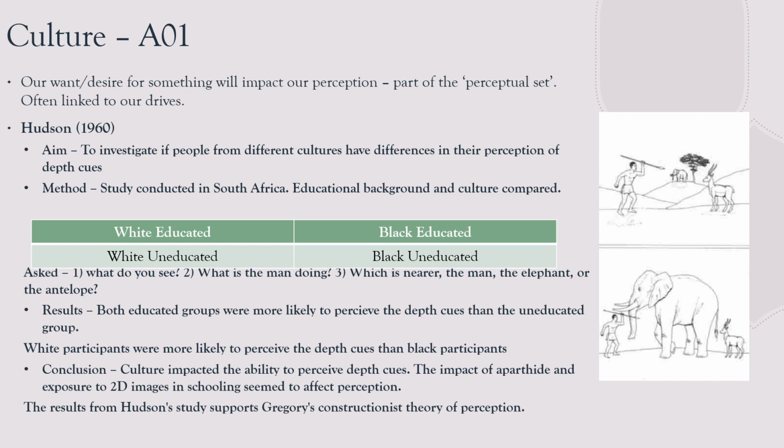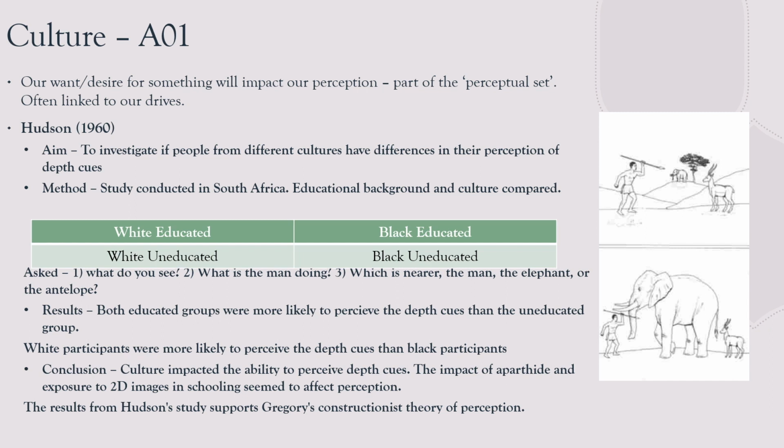So Hudson ended up with 4 groups. This is what's known as an independent measure design. You are either in one group or another. You can't be both educated and uneducated. You can't be both black and white. Michael Jackson that, but in South Africa at the time, certainly you couldn't.